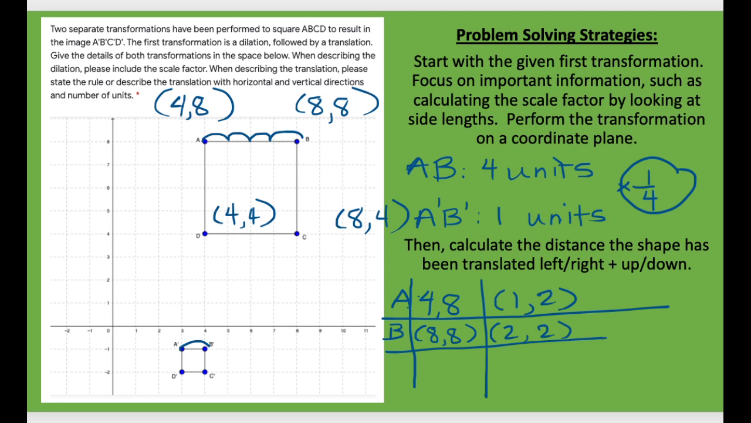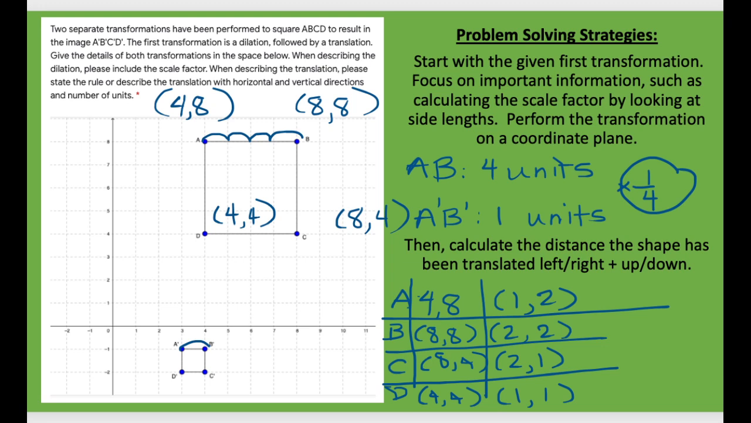Let's do the same thing for C. C is 8, 4. 8 times 1/4 is 2. 4 times 1/4 is 1. Lastly is D. And D is at 4, 4. Excuse my messy handwriting here. 4 times 1/4 is 1. So that's 1, 1. So now I'm actually going to plot those points to show the dilated version of this square.